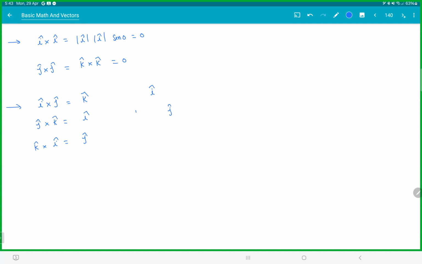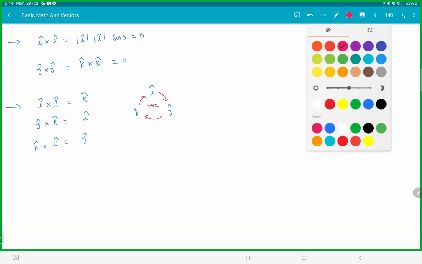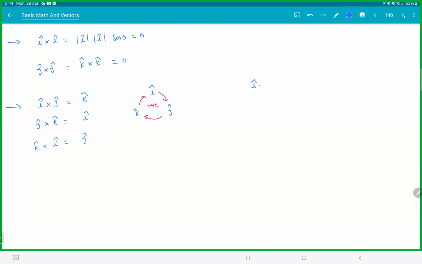I, j, k. So I goes towards j, you get k. J towards k, you'll get I. K cross I, you'll get j. So this is the positive rotation, clockwise. But if you rotate in the reverse direction, I, j, and k, this is a negative rotation. That means j cross I will give you minus k. I cross k will give you minus j. K cross j will give you minus I. Have a look at this.